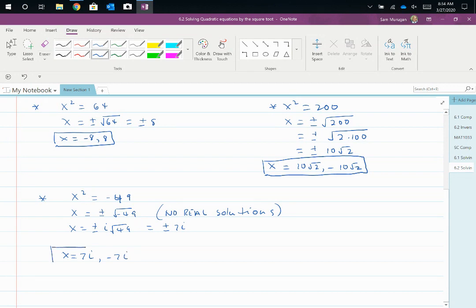Now, if the problem asks you to state whether there's real solutions, you would say there's no real solutions. If it asks you to enter the answer in the complex form, then you would go ahead and do just that, enter the answer in the complex form. So just be aware of what you're doing with this, okay?